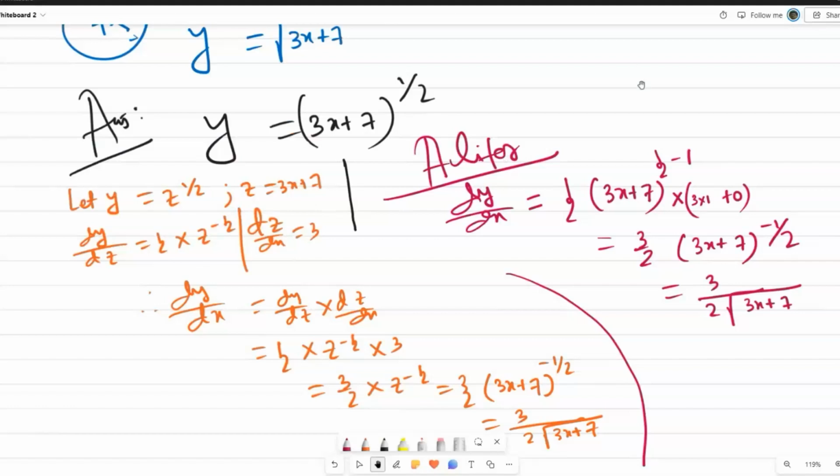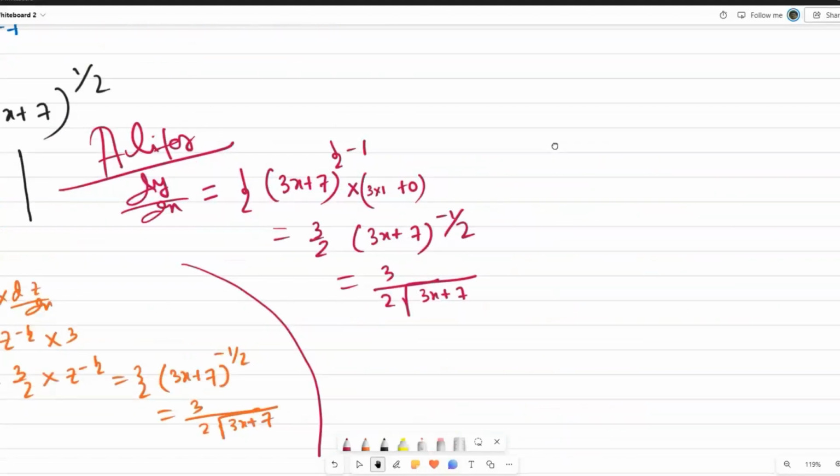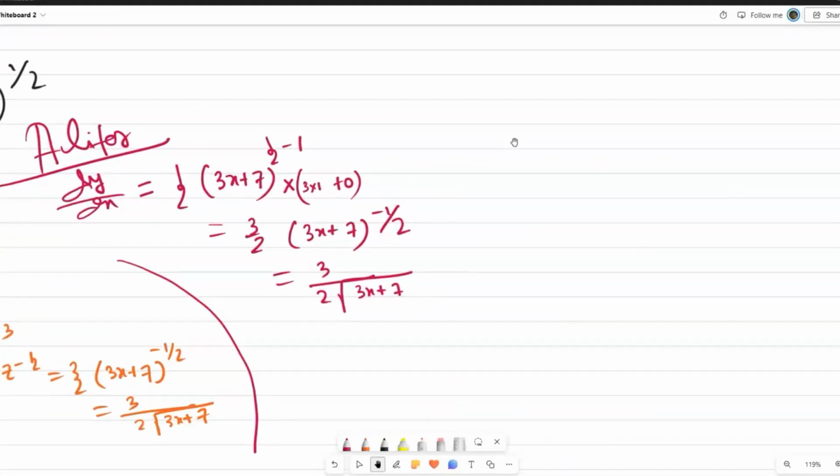Let me show you a few more sums. Then I'll give you a set of 2-3 sums to practice, or we'll go for direct application. It depends on you. If you say that you can manage it, it's fine. So let us find the derivative of the third example.